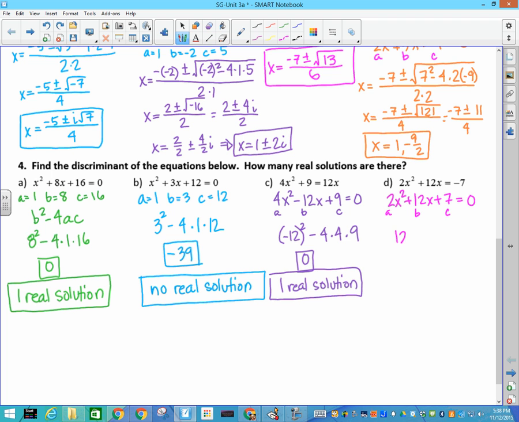So b squared, 12 squared, minus 4 times a times c. So that's 144 minus 56, and that gives us 88. And that is different from these. We had 0 is one real solution, negative is none, and a positive number actually means that we have two real solutions.